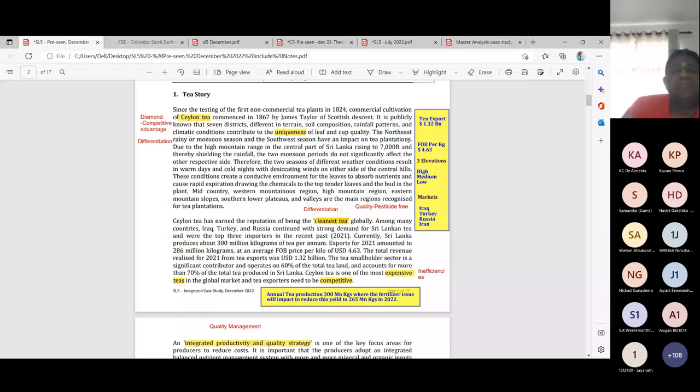So among many countries, Iraq, Turkey and Russia continue with strong demand for Sri Lankan tea. So that tells about our foreign markets. Very interesting, so there may be a lot of risk coming with this. And now we already know what is happening in Russia, right? There's a high demand from countries like Iraq, Turkey and Russia. They continue strong demand for Sri Lankan tea and were the top three importers in the recent past. These are the three main countries. We know there are some international barriers to send teas to Russia, right? Study that part also. The risk factor comes into play here, right?